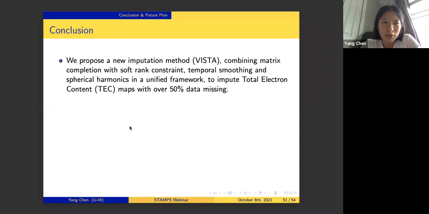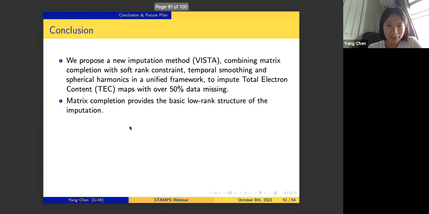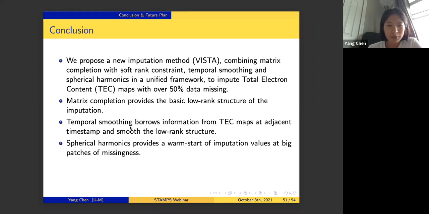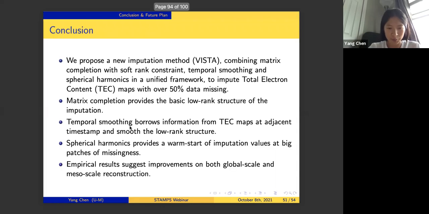So here I'll just try to conclude and talk about future directions. We proposed a new imputation method called VISTA to impute total electron content maps with over 50% of data missing. It creates a low rank structure for the imputation, and the temporal smoothing is trying to borrow information at adjacent timestamps and smooth the low rank structure. Spherical harmonics fitting of the auxiliary data provides a warm start for the imputation, and it works particularly well for the big patches of missingness.